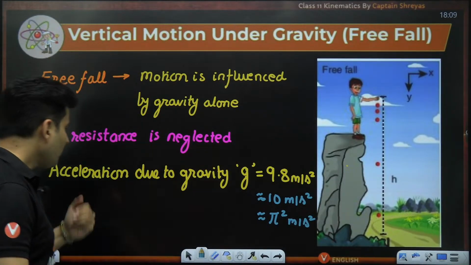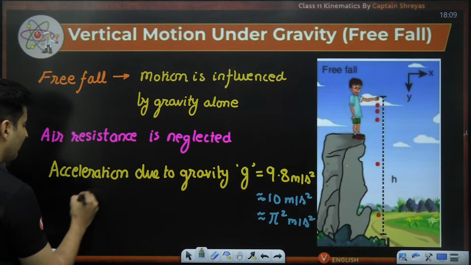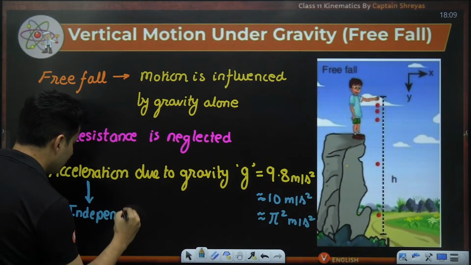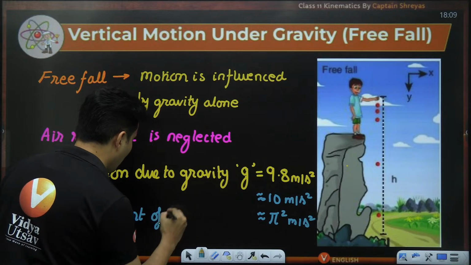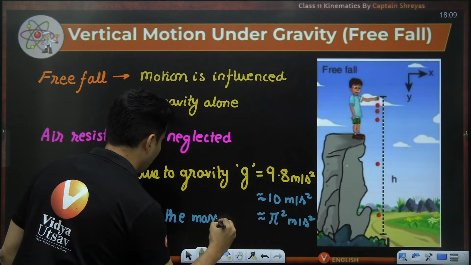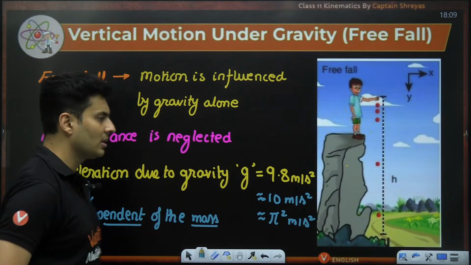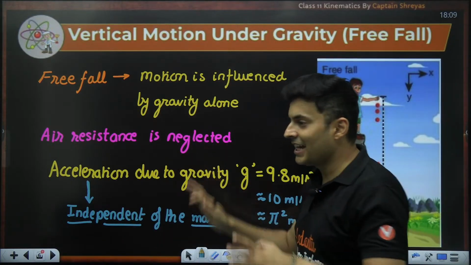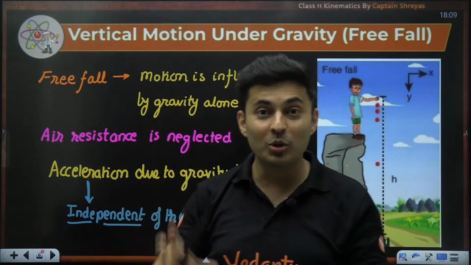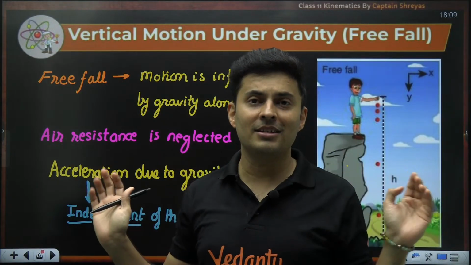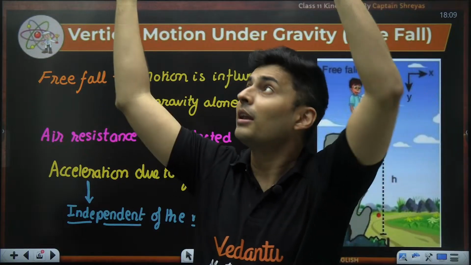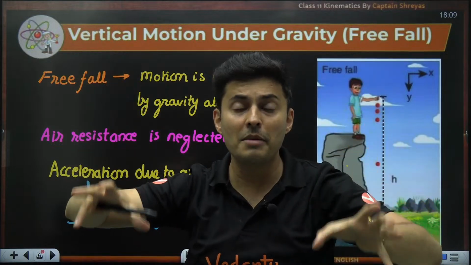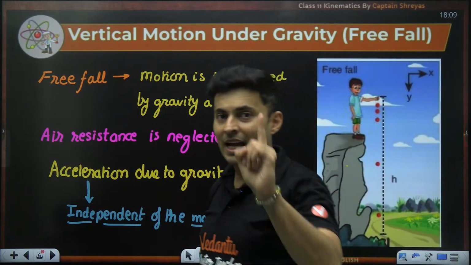That's the increase. Also, please keep in mind that the acceleration due to gravity is independent of the mass. This is very, very crucial. So if I drop an elephant or if I drop an ant, both of them will fall at the same time, assuming air resistance is neglected. It sounds very bizarre, right? Just imagine an elephant is falling, an ant is falling, a dog is falling, a human is falling, a dinosaur is falling, all of them will come at the same time. Mass has no relation over here. Acceleration is the same.